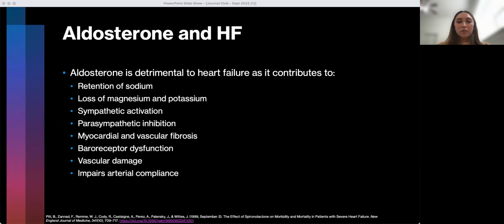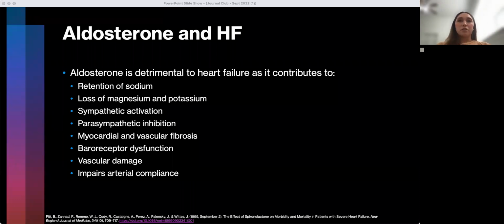And then the myocardial and vascular fibrosis. This is a significant increase in the collagen volume of myocardial tissues. It's triggered by either tissue injury from hypoxia, so not getting enough oxygen, inflammation, or hypertensive overload, meaning high blood pressure.